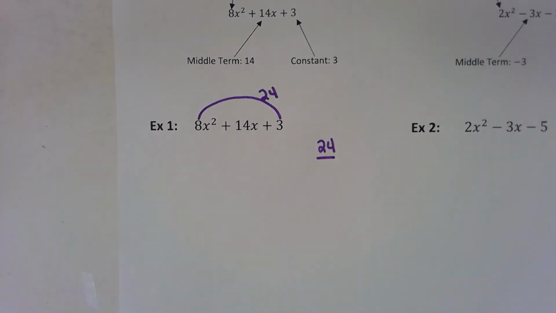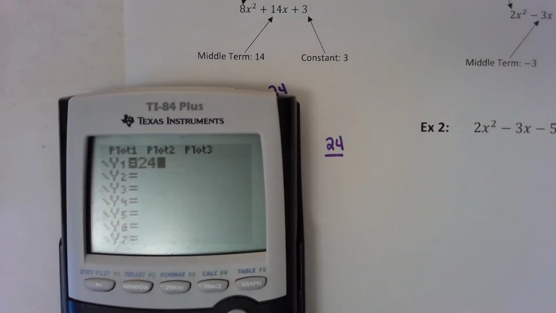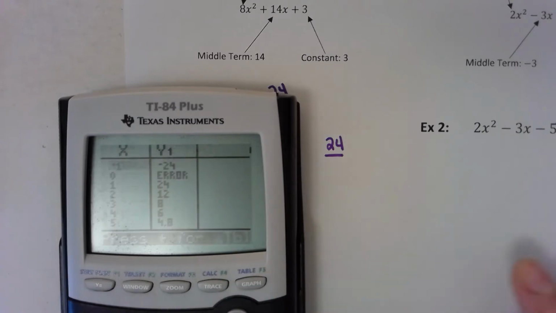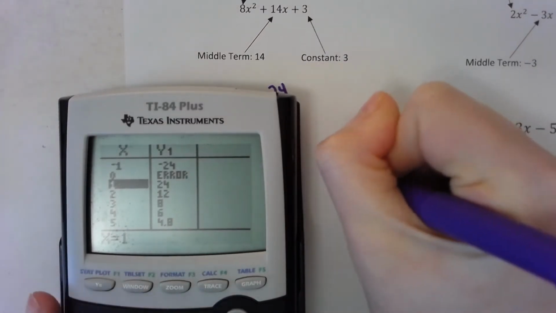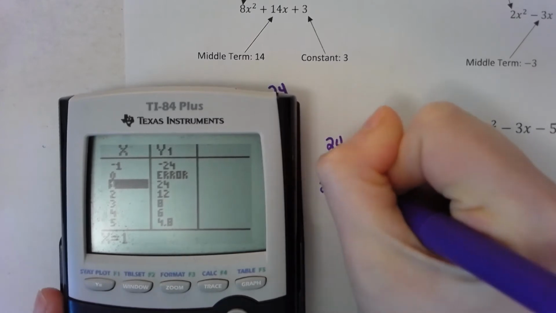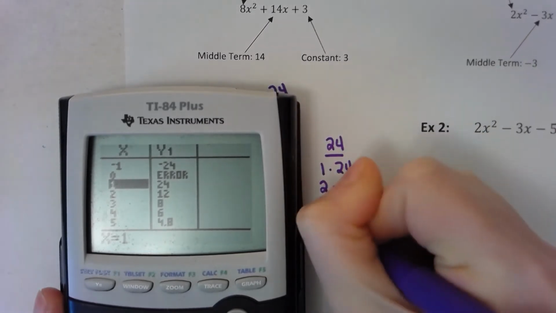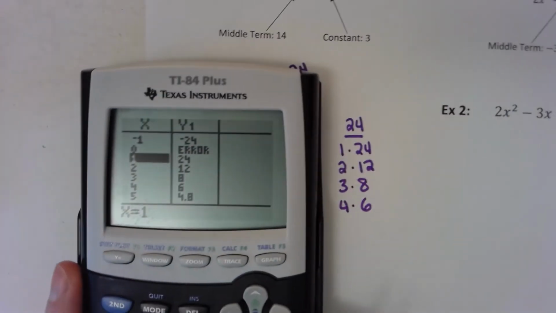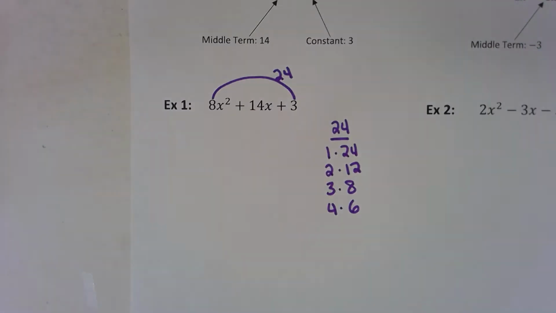Now, if you want to use the calculator method, I'm just going to show that to you again. You would type in 24 divided by x and press second graph. So that means I've got 1 times 24. I have 2 times 12, 3 times 8, and 4 times 6. I'm going to keep going just to see if there's any more factors. The next time I don't have decimals, it's 4 and 6 again, so I have everything I need.